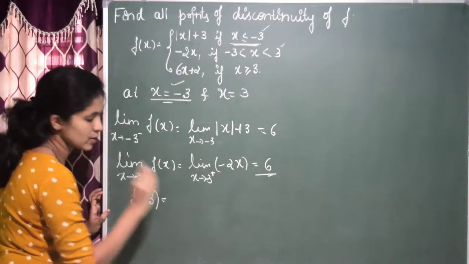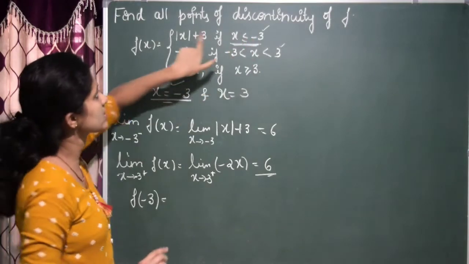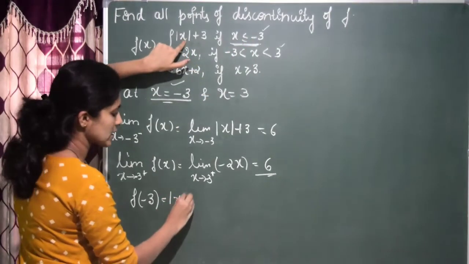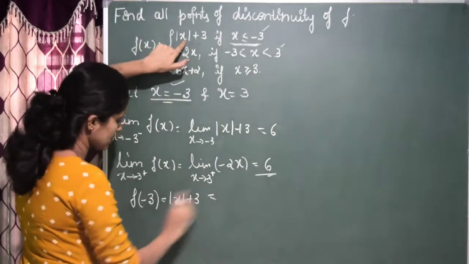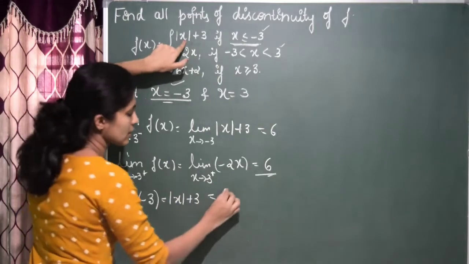At f of minus 3, what is the function? X is equal to minus 3 means the function will be mod x plus 3, right? So this will be mod of minus 3 plus 3. Minus 3 modulus is 3, plus 3 will be equal to 6.